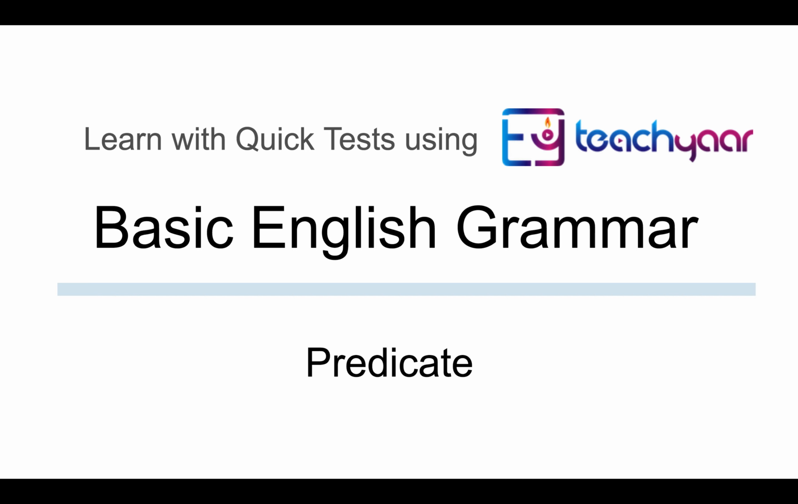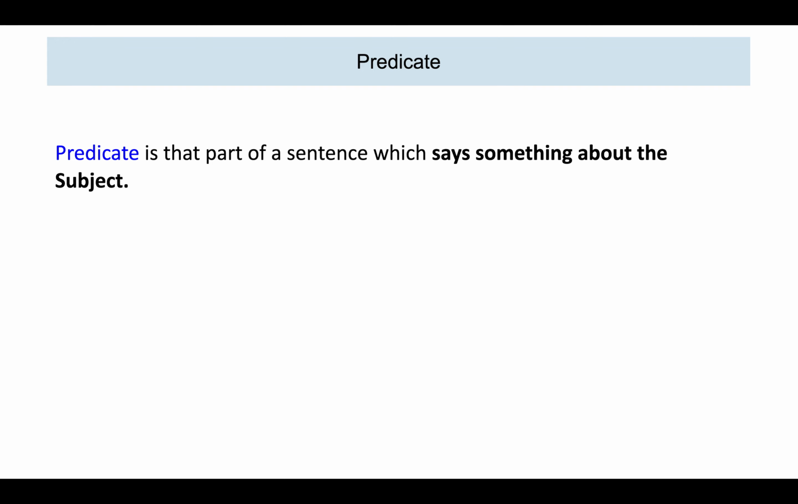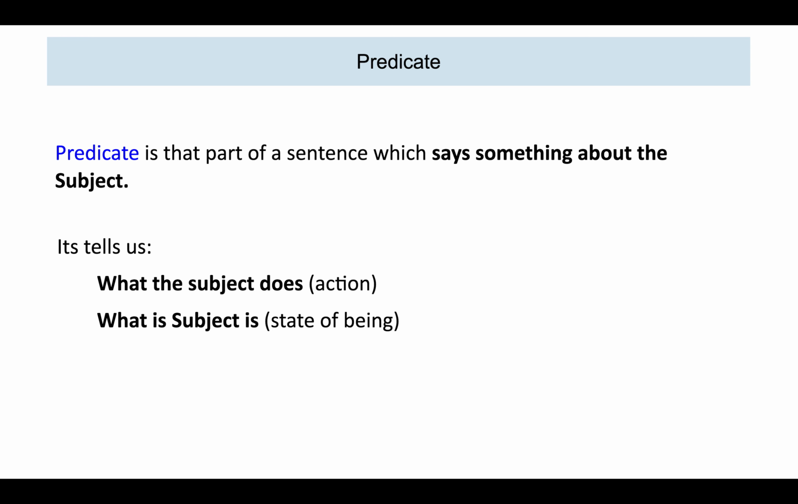Hello. In the previous two videos, we went through the concepts relating to the subject in a sentence. In this video, we take up the concept of the predicate. Now, what is a predicate? Predicate is that part of a sentence which says something about the subject. In other words, what is spoken or written about the subject is called predicate.